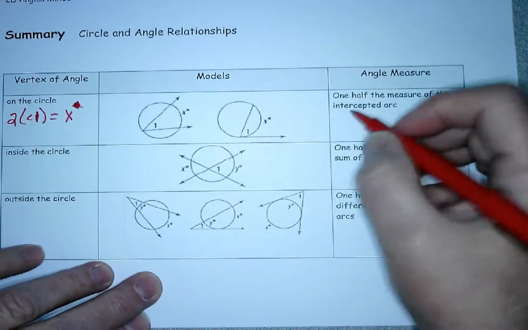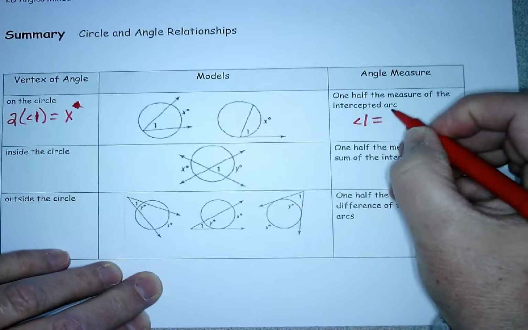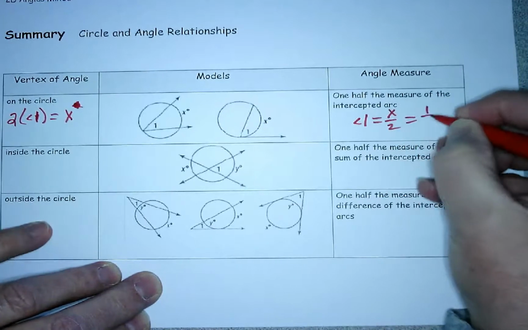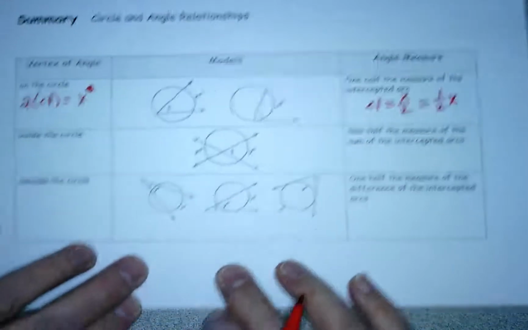I can also do it this way, where angle 1 is going to equal the arc divided by 2. Sometimes it's 1/2 of that, whichever way you want to do that.